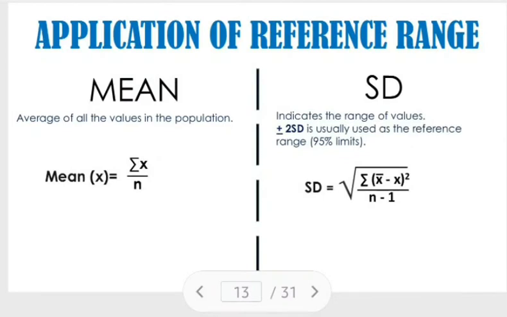Next, the mean and the standard deviation are the two parameters that fully determine the shape of the normal distribution curve. First, we have the mean. The mean is the average of all the values in the population. It is calculated by adding the values together and then dividing by the number of values in the set. The mean is also denoted as X bar.